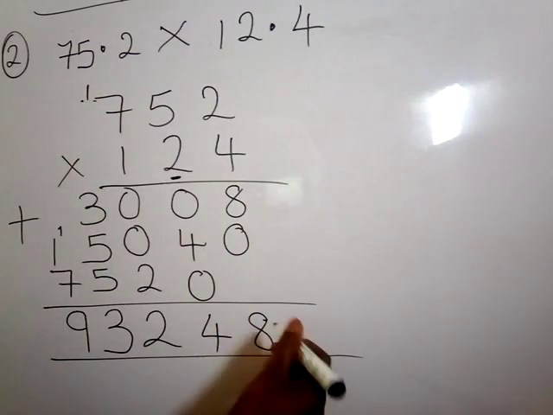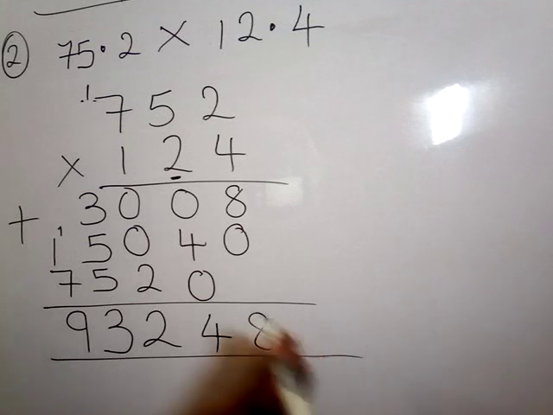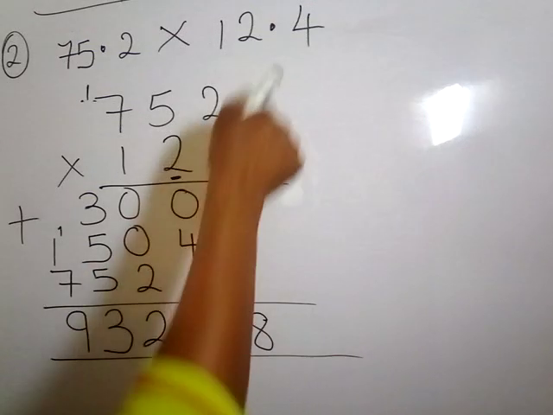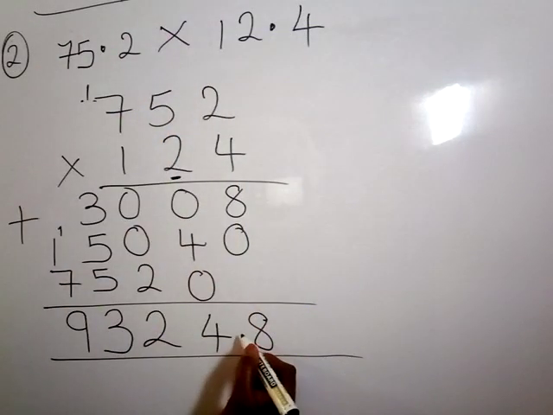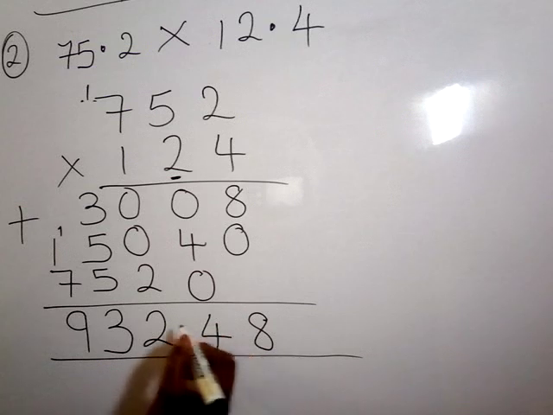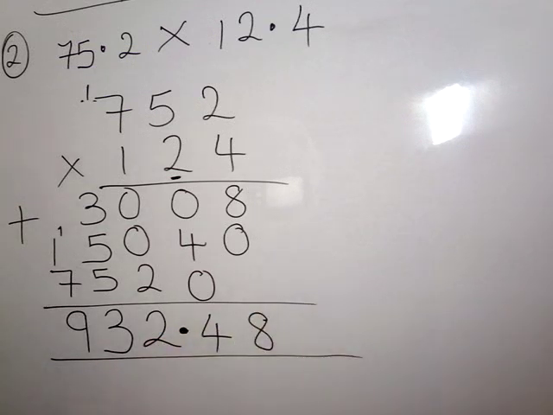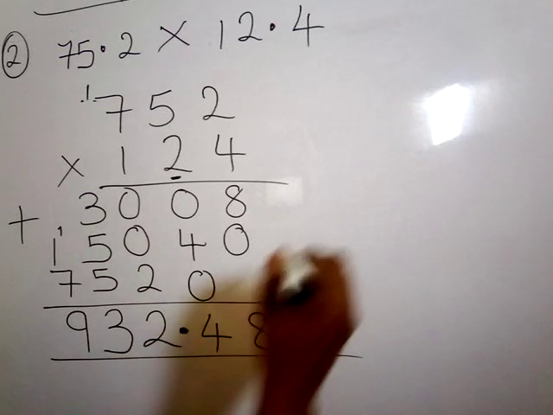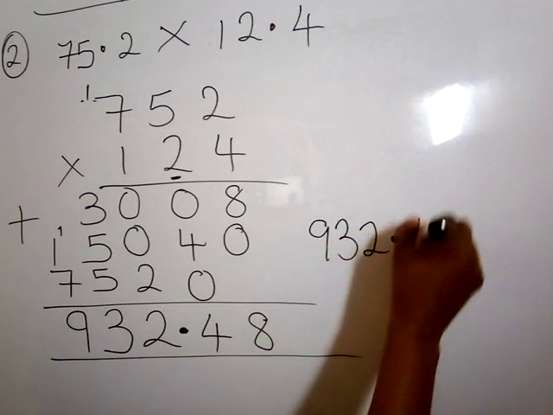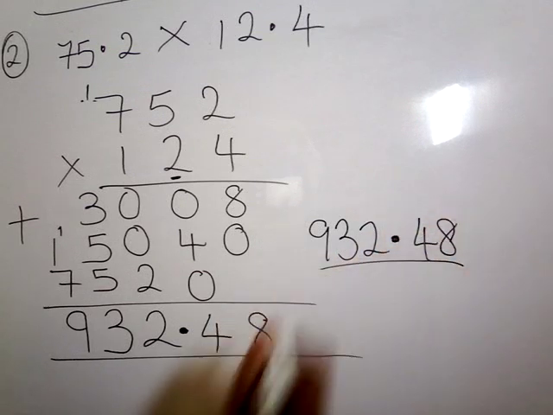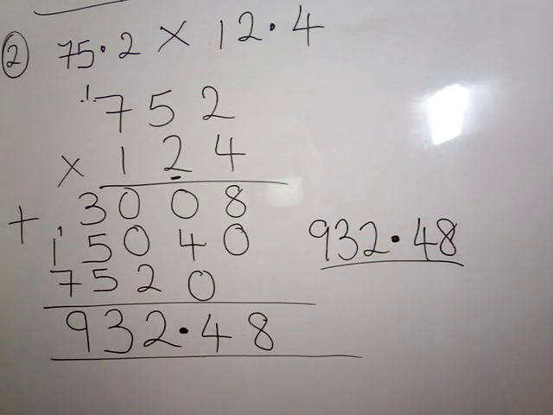So we come to our final answer here. We count from right towards the left. How many places do we count? 2, because we have two numbers after the decimal point. So we have counted 1 place, 2. So there has to be 2 numbers after the decimal point. That means our final answer is 932.48.